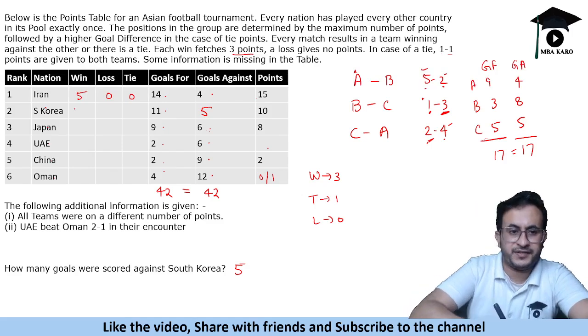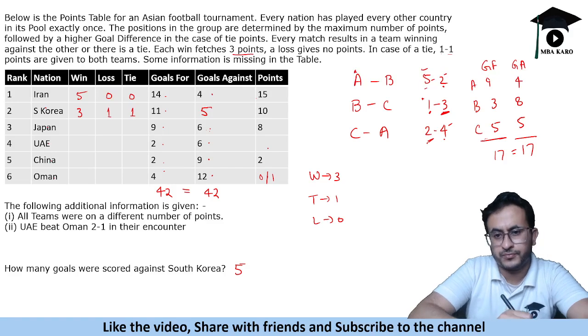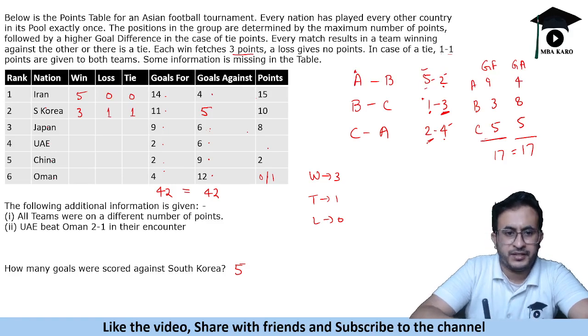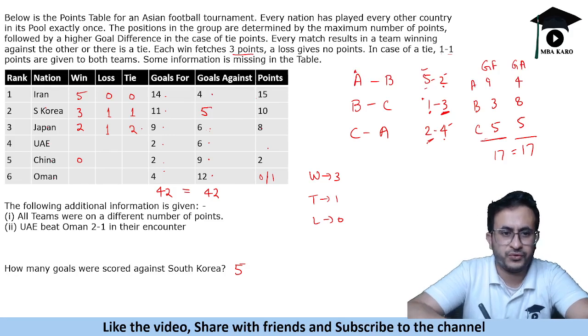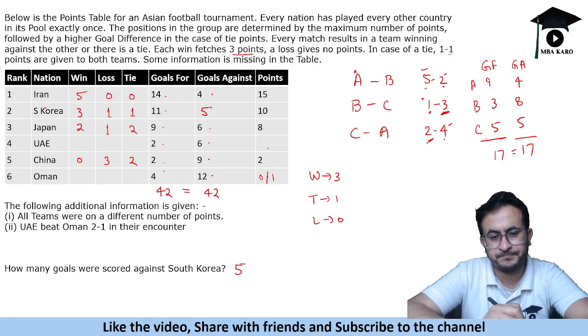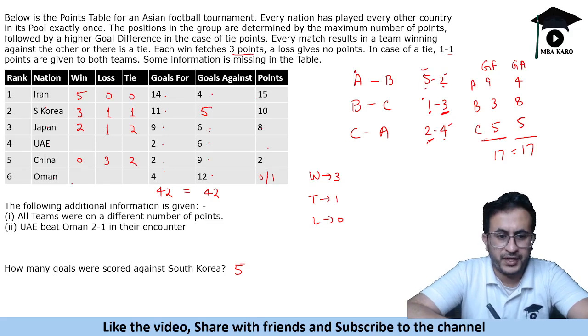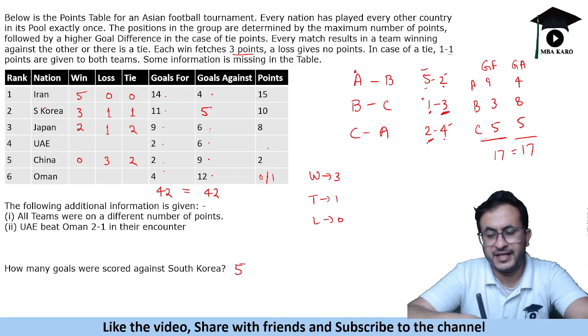South Korea has 10 points. So it can be 3 wins, 9 points, and 1 tie, so it will have 1 loss also. So total 10 points. Japan has 8 points. So it has to have 2 wins, 6 points, 2 ties, 8, and then there is 1 loss also. Okay. Now if you look at China, China has 0 wins. There will be 2 tie matches, 2 points, and 3 losses. Now if you look at Oman, Oman should have less than 2 points.